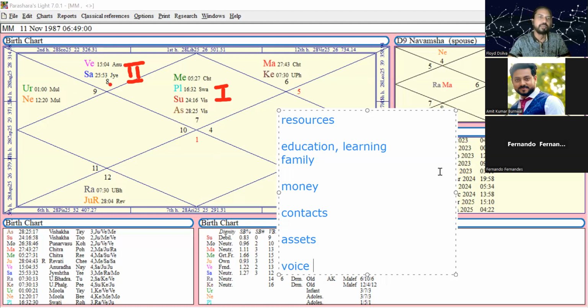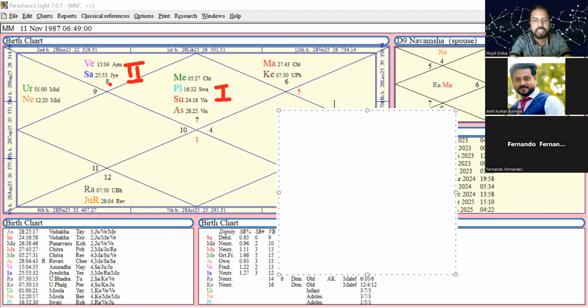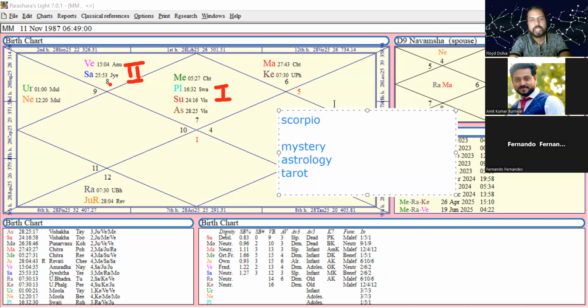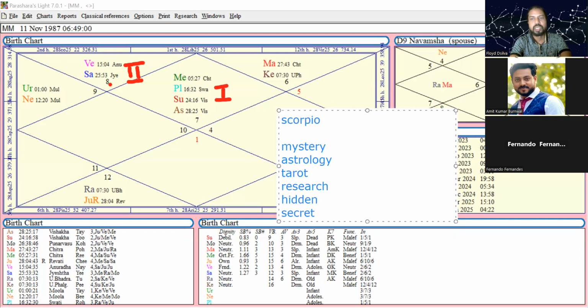Yeah, and also he will find, maybe if he has some contacts, some people, he may find through that. Now there is a sign here, which is number 8. Number 8 represents the sign Scorpio. So now we add another layer. What kind of learning? Scorpio is the sign for mystery. It is the 8th sign. It is the sign for astrology, tarot. It is also the sign for research. It is also the sign for something which is hidden, something which is secret. So learning some secret or occult knowledge is helpful for him to find that kind of person.